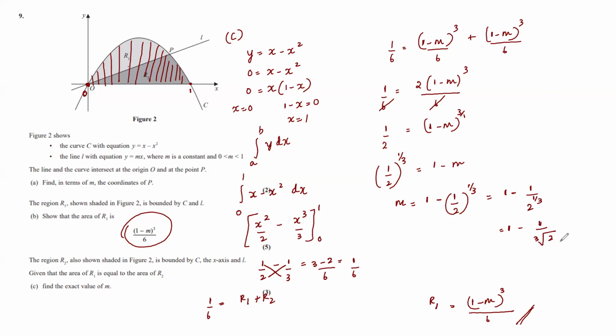1 minus 1 over cube root of 2, which is 0.206 to 3 decimal places.